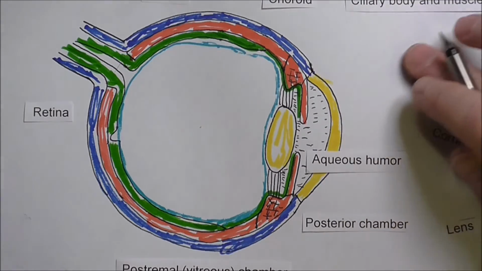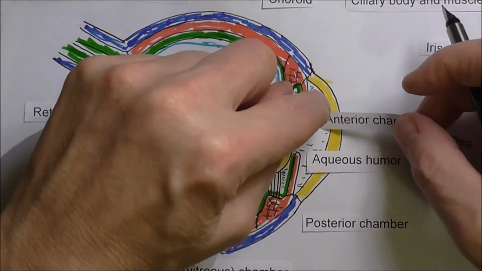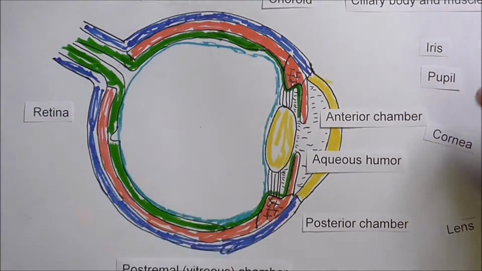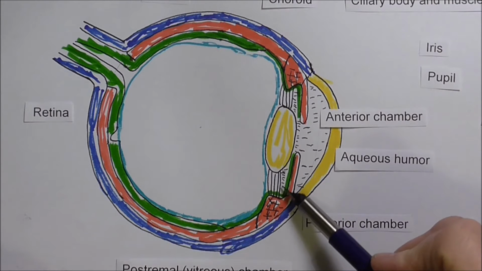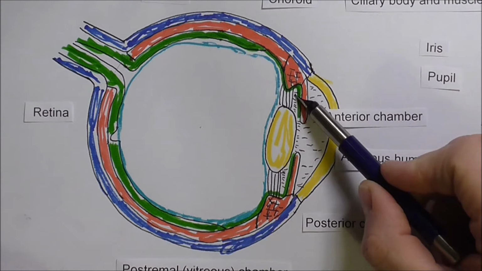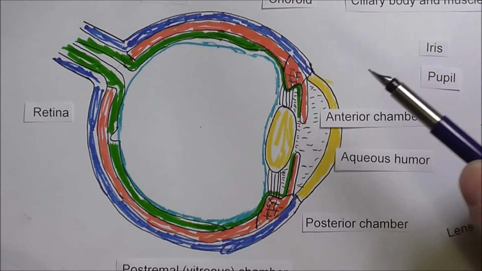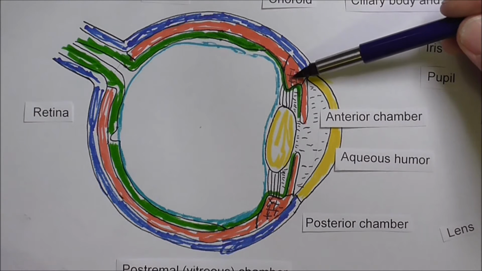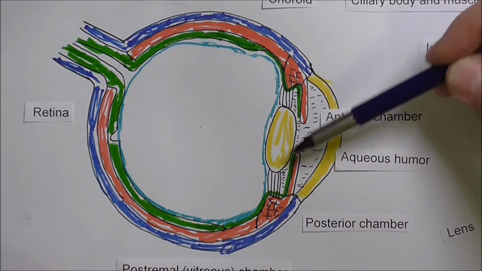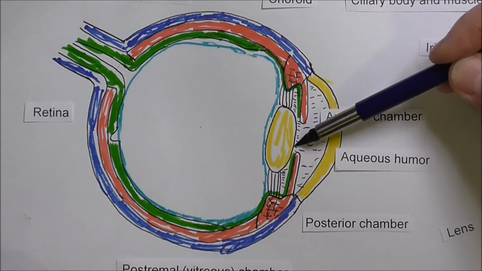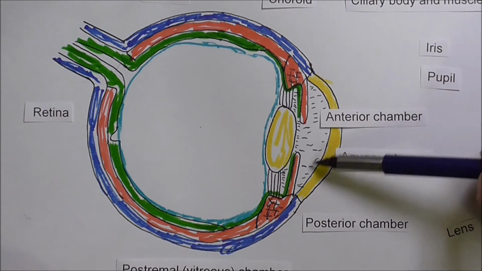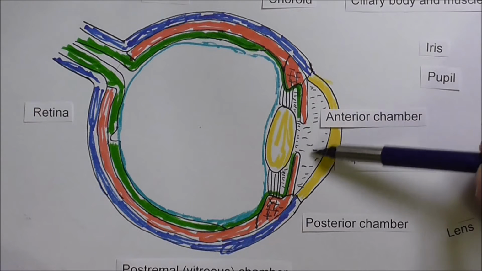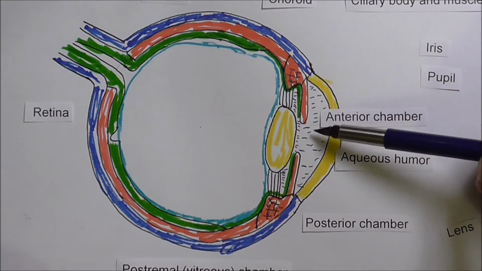And this bit here is the anterior chamber. So let's be clear about that. The posterior chamber is just here, behind the iris. The aqueous humour is produced from the ciliary body, goes into the posterior chamber. Then it comes out through the pupil into the anterior chamber. It's the same fluid, but it's in that chamber there.